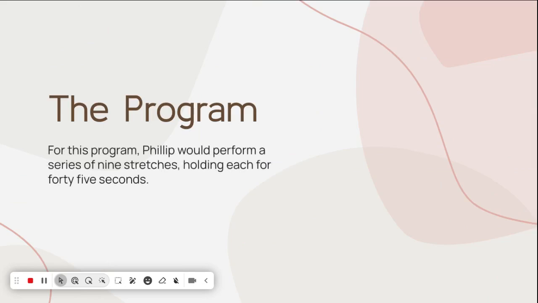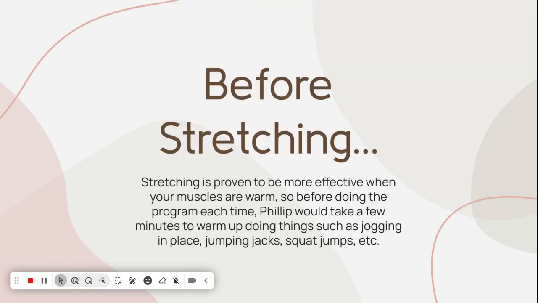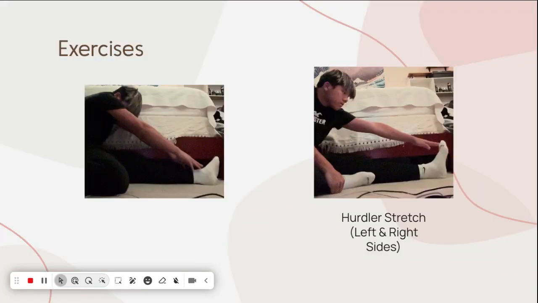So for this program, Philip would perform a series of 9 stretches, holding each for 45 seconds. Stretching is proven to be more effective when your muscles are warm. So before doing the program each time, I had Philip take a few minutes to warm up doing things such as jogging in place, jumping jacks, squat jumps, etc.